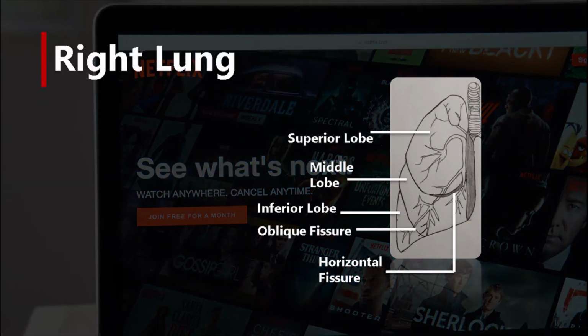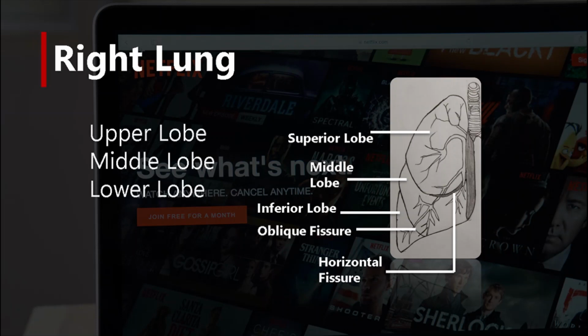Each lung is composed of smaller units called lobes and fissures. The right lung is divided into three lobes: the upper lobe, middle lobe, and the lower lobe. So the upper lobe is the largest lobe of the right lung. It extends from the apex of the lung down to the horizontal fissure.